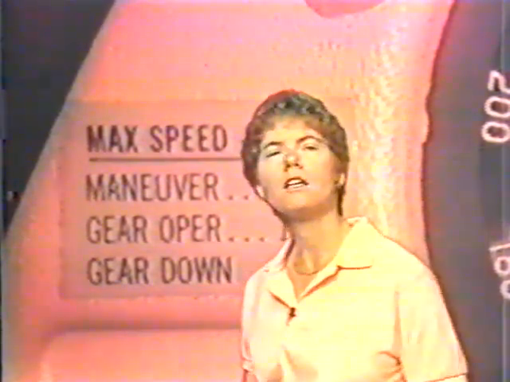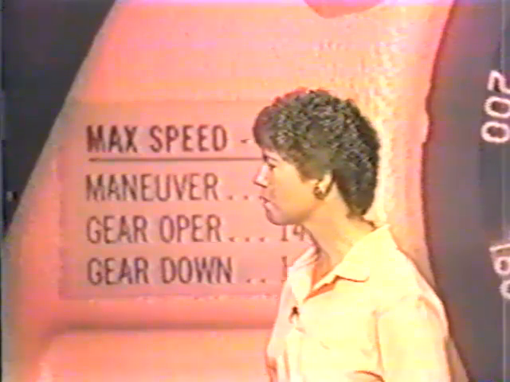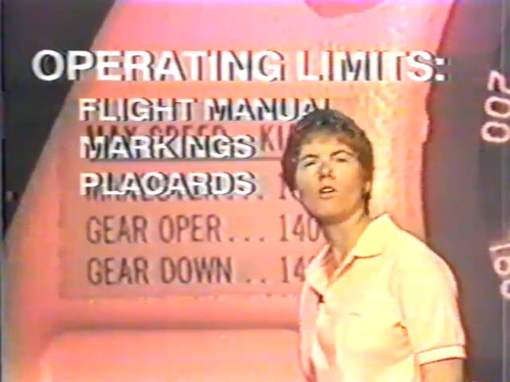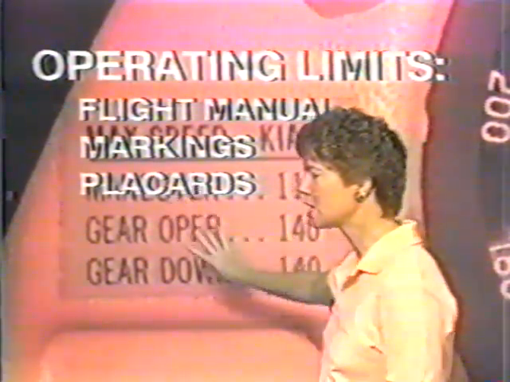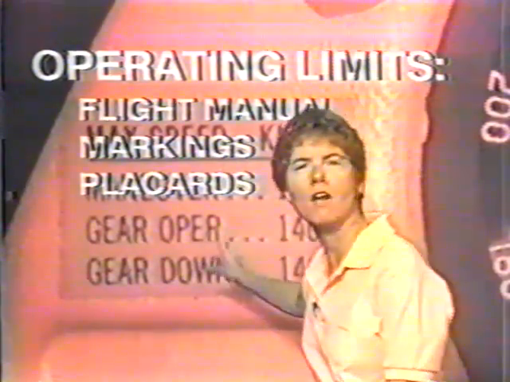Now, what else do you have to have? You also have to have the operating limits of the aircraft in the aircraft. And the operating limitations are found in a number of different places. The operating limitations are found in the airplane flight manual. They're also found in markings and placards inside the aircraft, or any combination of those.